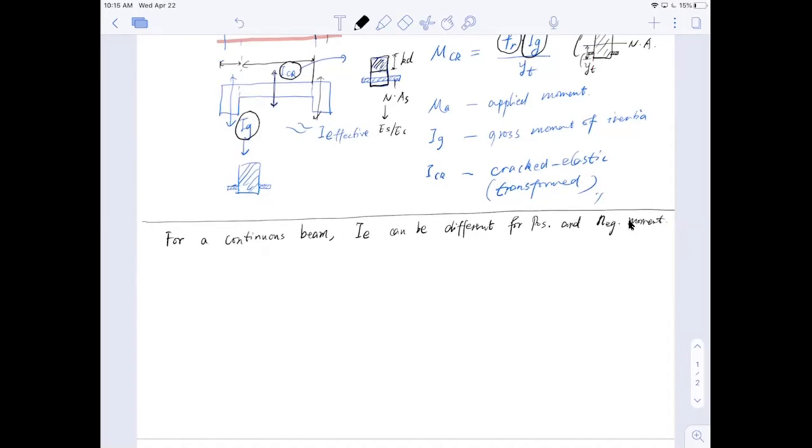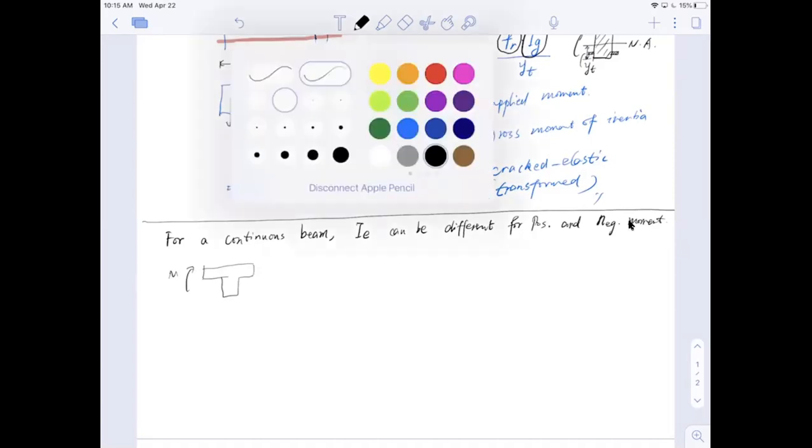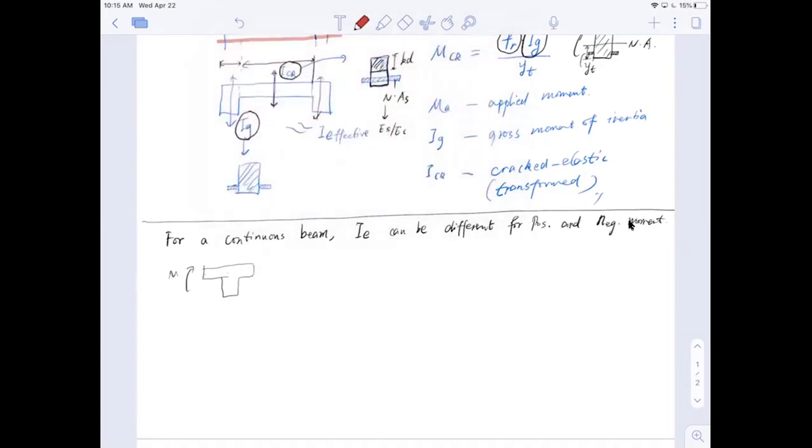Okay, how so? For example, if I have a T-beam, and if I say the positive moment, which is bending this way, and the compression is on the top, and assuming that the compression lies within this flange here, I'm just gonna use this dashed line to show the compression zone. And so I essentially have a section just like this.